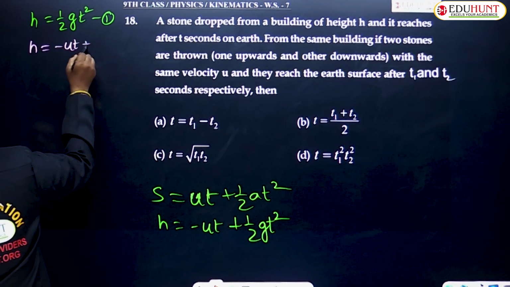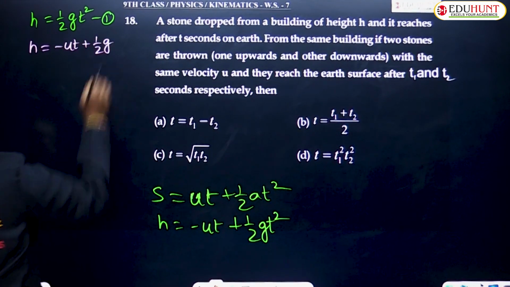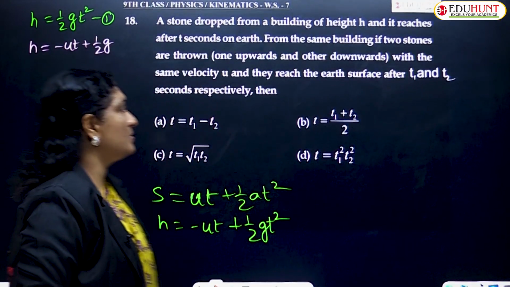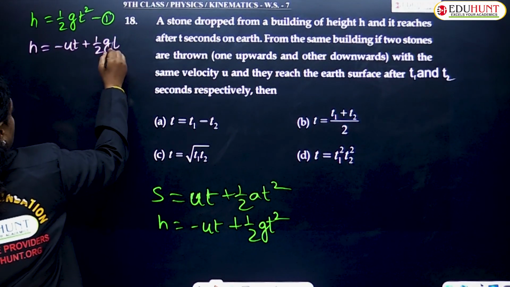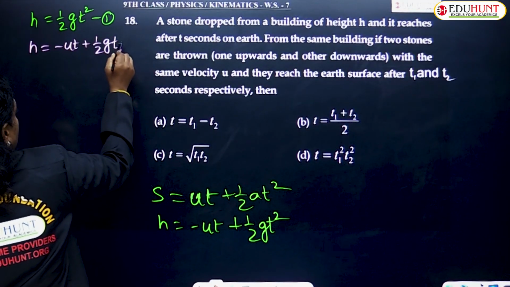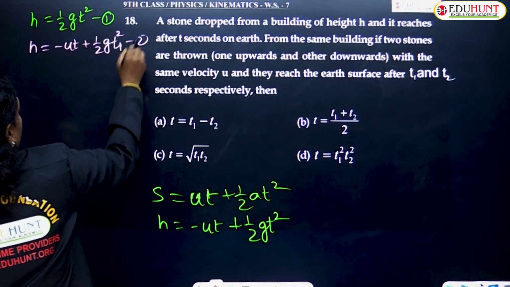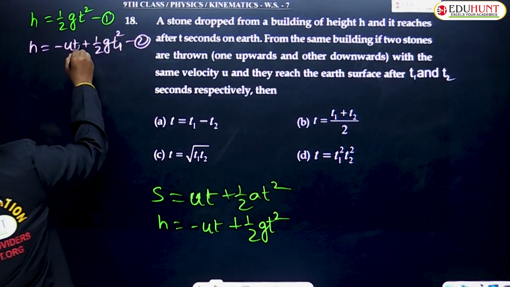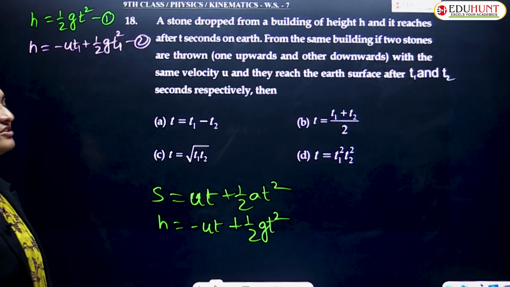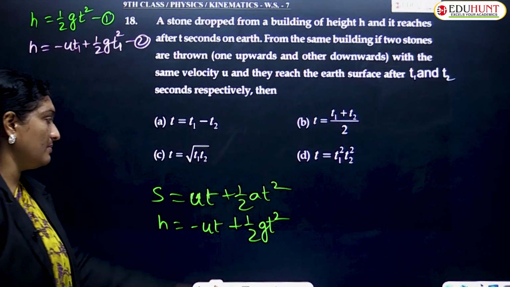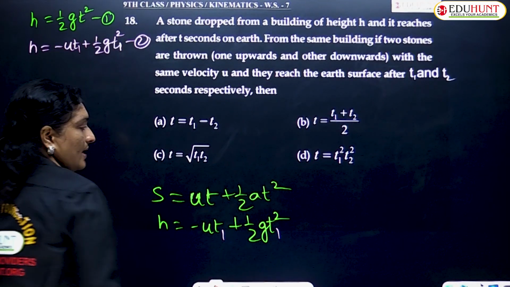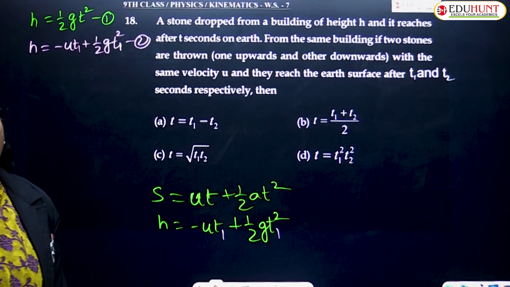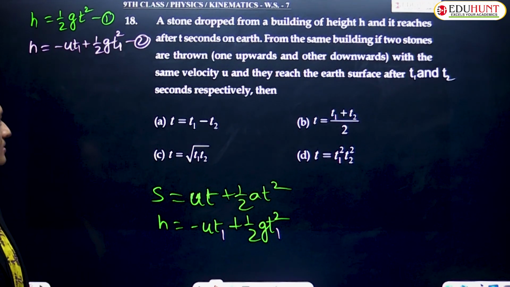Minus ut plus half g. But what was the time taken for the second stone to again reach back the same position, that is t1. In this case, the time taken to reach the ground was t1. Hence the second equation will be replaced with H equals minus u t1 plus half g t1 square. So the time is replaced. New time it took because it has to go up and again has to come back to the ground. Well, so this was your second equation.